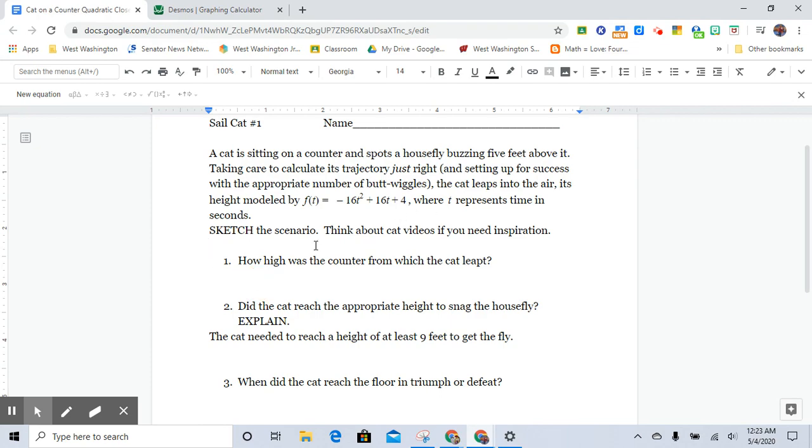Well, we just talked about this in the other video. The y-intercept is the c term. So that's really all that we needed to start with there. So the counter was 4 feet high.